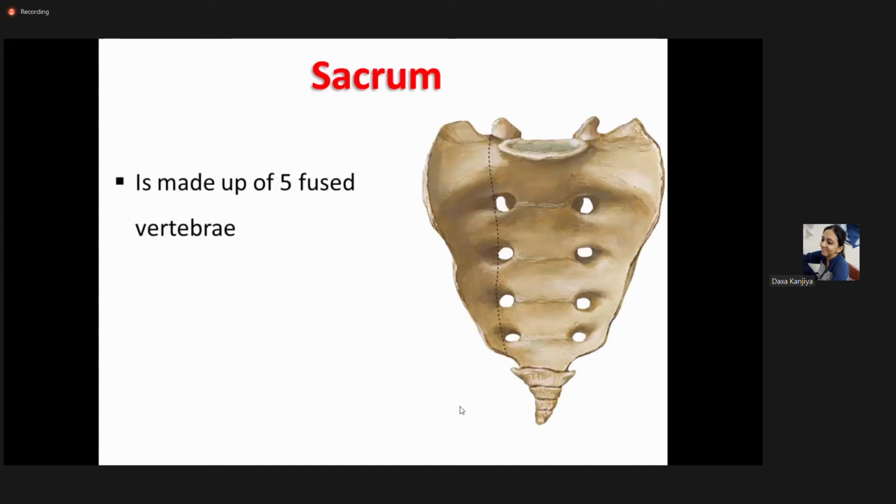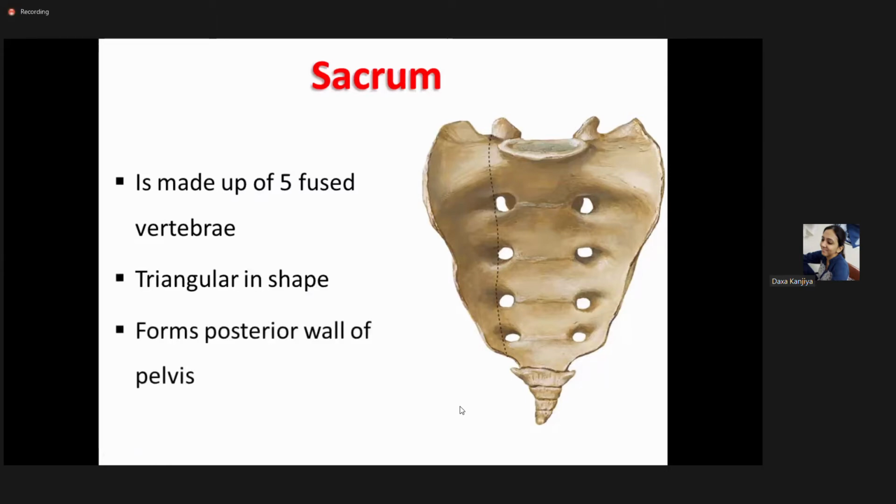It is formed by fusion of 5 sacral vertebrae. So you will not learn each sacral vertebra separately, but you will learn the whole sacrum, fused sacrum, right? Which is formed by the fusion of 5 sacral vertebrae. It is triangular in shape and it forms the posterior wall of the bony pelvis. There is a separate demonstration for bony pelvis. So sacrum forms the posterior wall.